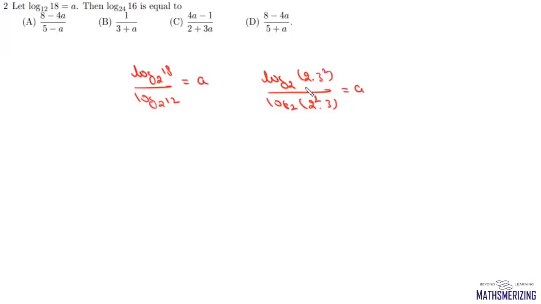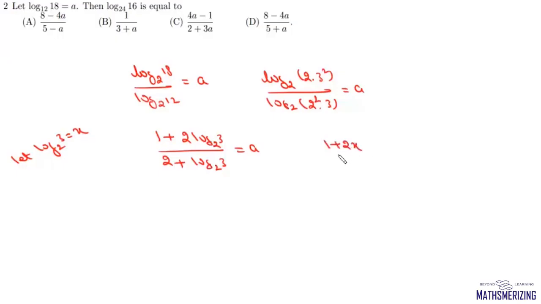Now we'll use the property log of m into n is log m plus log n, and log of m to the power n is n log m. So we can write log 2 base 2, which is 1, plus 2 log 3 base 2, upon 2 plus log 3 base 2, and it is equal to a. Now what we'll do is we'll take this log 3 base 2 as some x. Then we can simply write (1 plus 2x) upon (2 plus x) equals a.